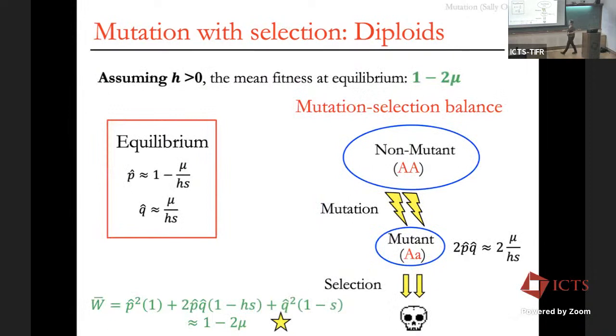If you do the same, this is the mean fitness in a diploid population at equilibrium: p squared w big A big A, 2pq w big A little a, q squared w little a little a. And if you plug in all the numbers, and again, ignore mu squared terms, you get 1 minus 2 mu. Again, the selection doesn't matter. The stronger selection is against the deleterious mutation, the worse it is for you. You don't want that disease, but the disease will be rare in the population, and those exactly cancel out. And you get to a load of 1 minus 2 mu.